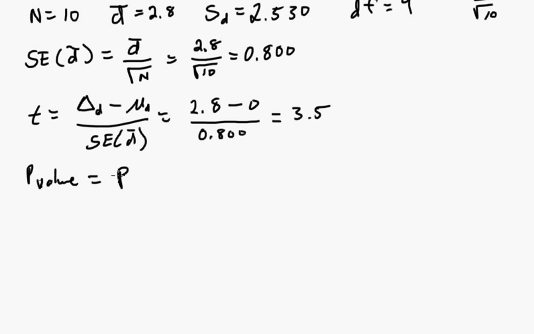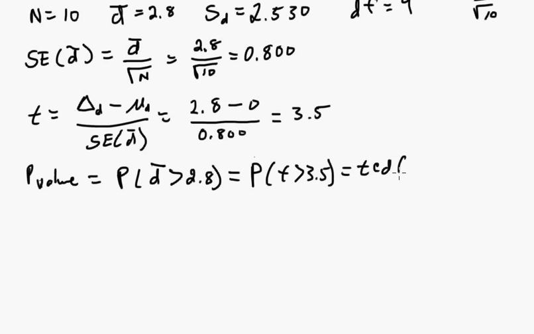So the p-value is equal to the probability of d bar greater than 2.8, and that's equivalent to the probability of t greater than 3.5, and that's equal to tcdf of 3.5 out to infinity, and we have to add degrees of freedom.